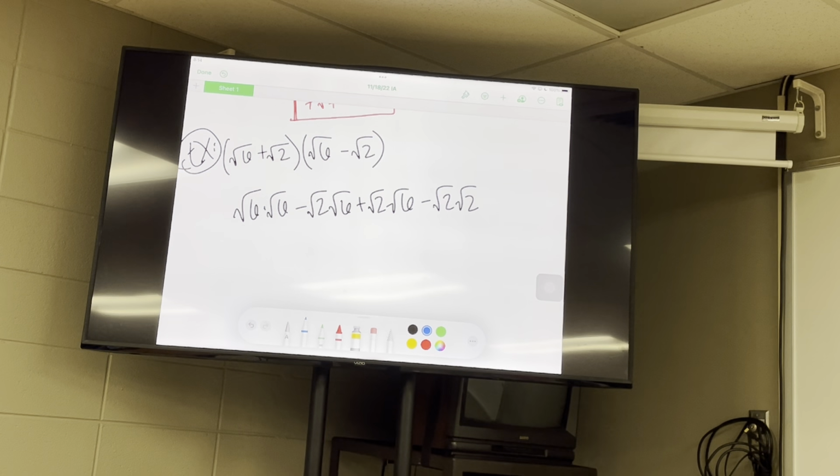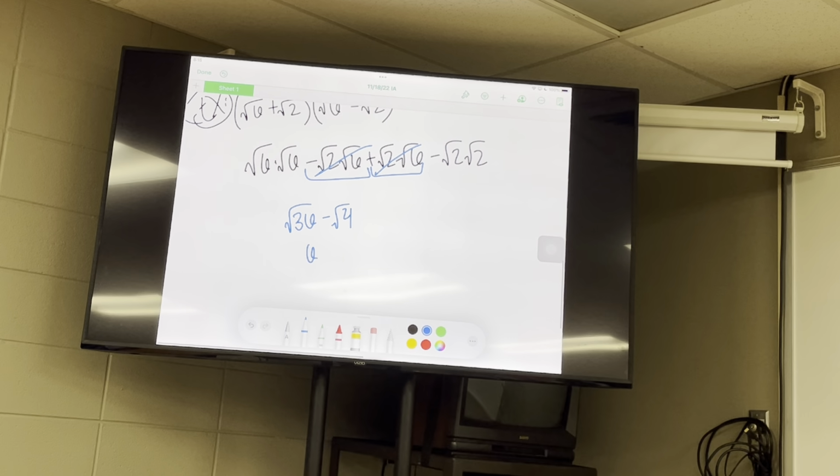Now you don't really have to do much here. Like if you went ahead and made this the square root of 12, that's fine. But notice this is negative square root of 2 square root of 6 and then a positive square root of 2 square root of 6. Negative and a positive of the exact same thing. What happens? They just cancel. It's like a negative 5 and a positive 5. They would cancel. I end up with the square root of 36 minus the square root of 4, which is just 6 minus 2, which is just 4.